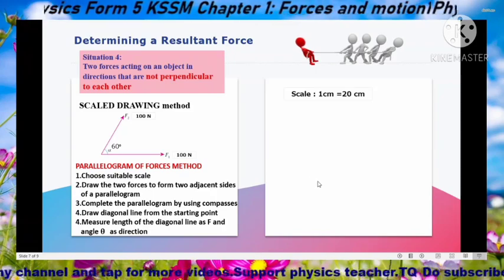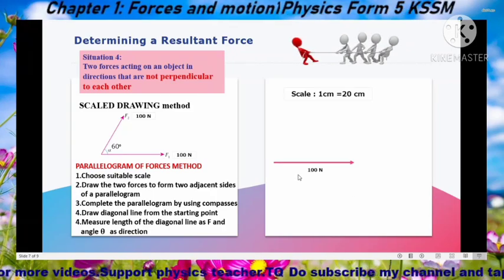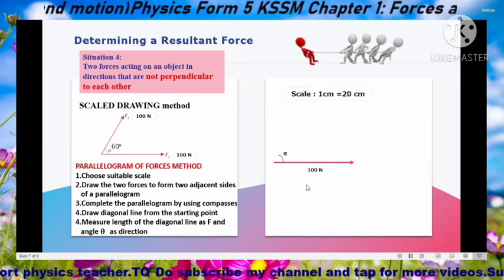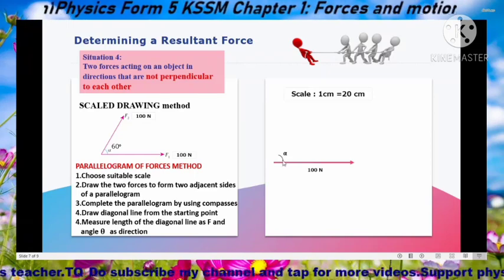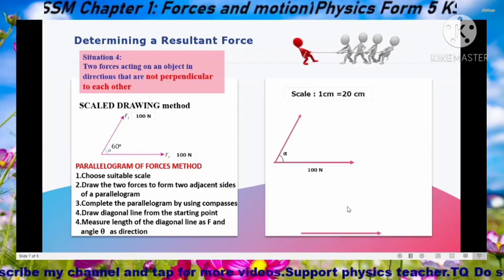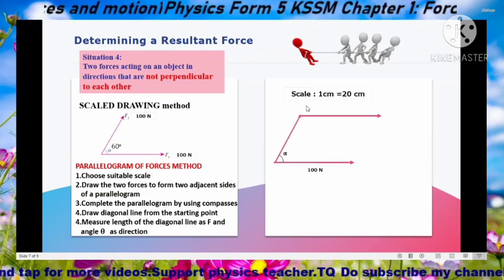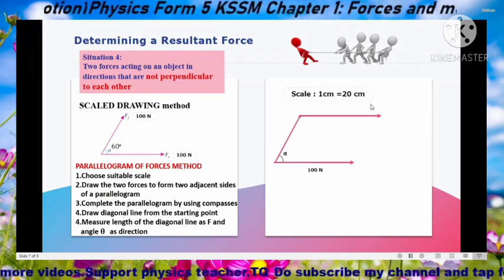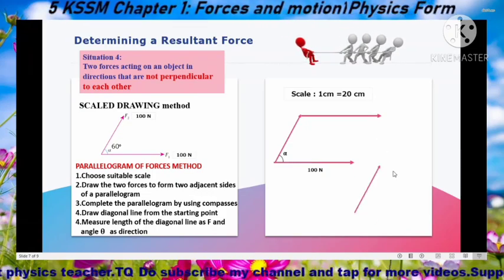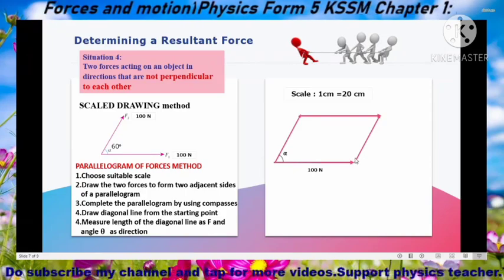For example, you start with F1, and then the angle here must be 60 degrees. You draw F2, another 5 cm. Okay, this one is F1, F2. Then you can use compasses to complete it to become a parallelogram. So this is the parallelogram that forms.